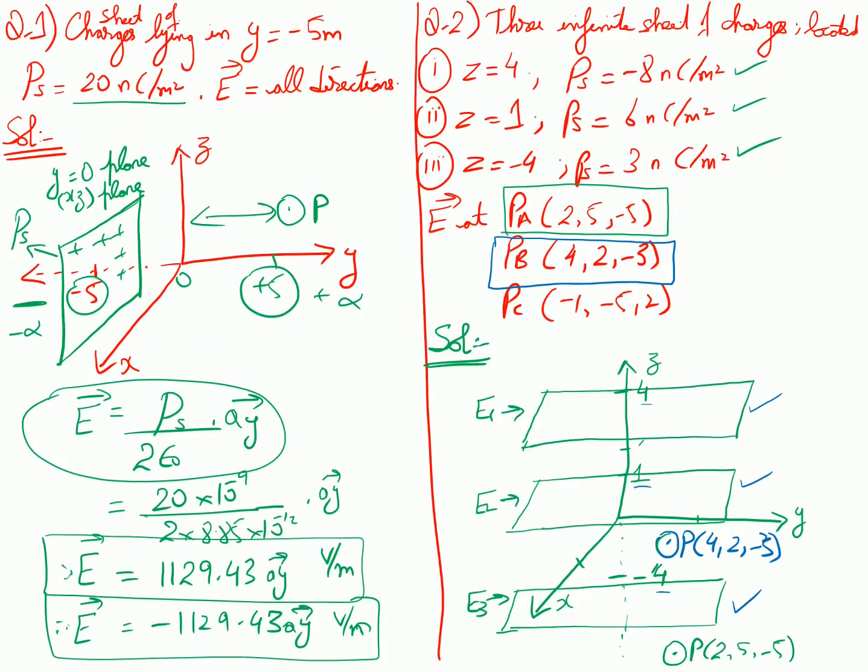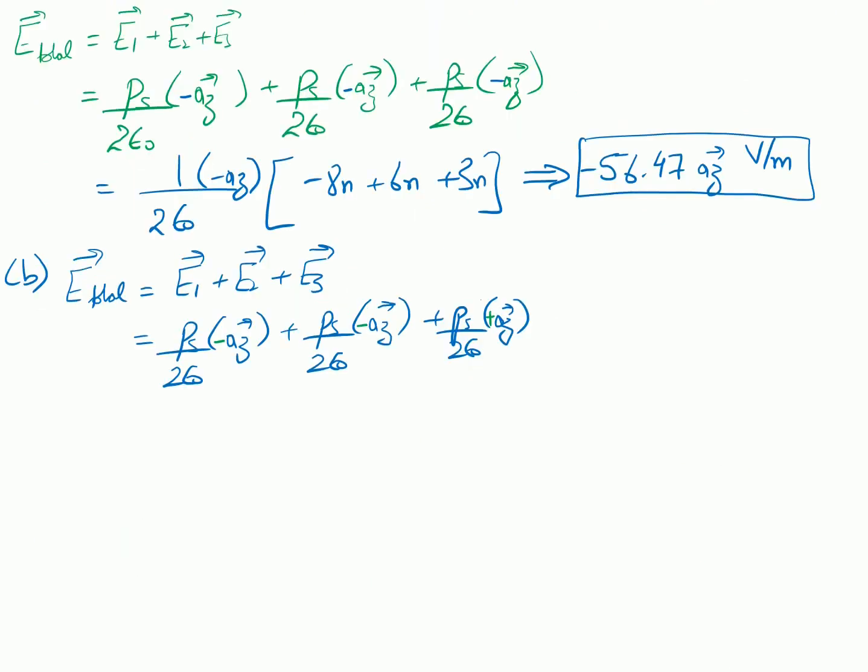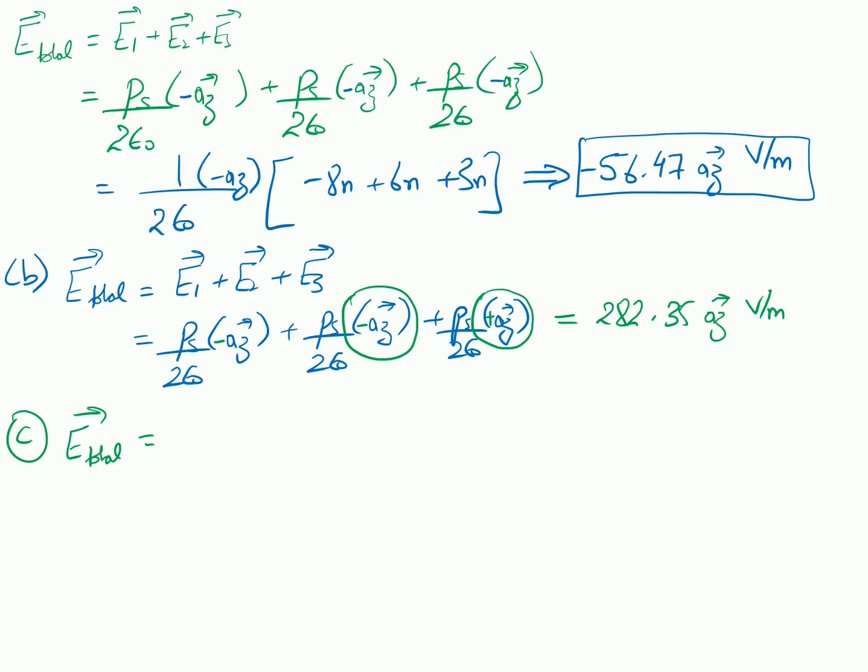Again, to summarize, if the point is above a sheet, you take the unit vector to be positive, as we did over here. If the point is below the sheets, you take the unit vector to be in the negative direction. So the answer for this comes out to be 282.35 along the z direction, volts per meter. And now I leave the third part for you, where my answer comes out to be as such, and you can verify by yourself. It is 961 along the a_z unit vector, volts per meter.